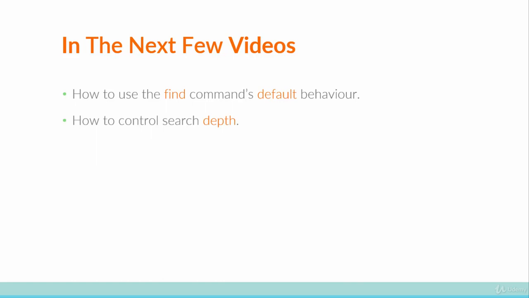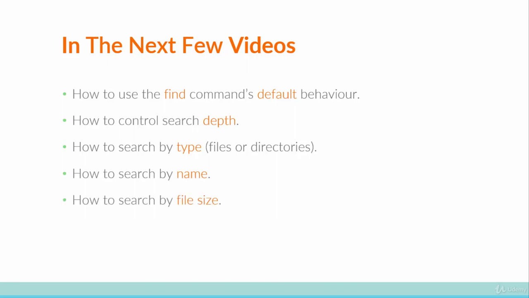You're going to learn how to control the search depth that the find command searches on your file system. You're going to learn how to search by type, so how to get the find command to only return files or directories, how to search by name, so if you know exactly what you're looking for, you can search by name, and how to search by file size, so you can say, hey, find command, find me all the files that are bigger than 5 megabytes or smaller than 10 kilobytes, for example, or something in between.